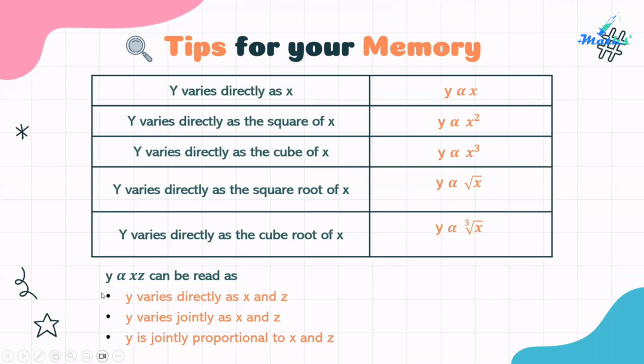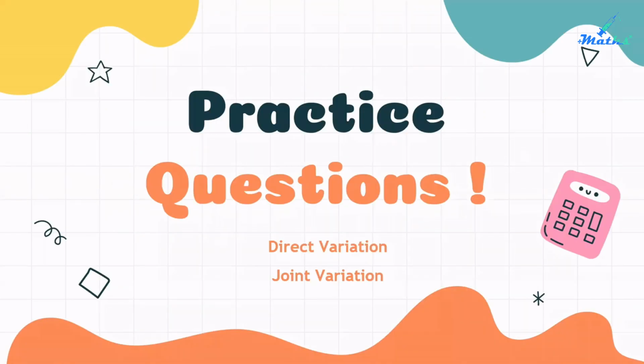For y varies directly as x and z, it can be read as y varies directly as z and x, and also y varies jointly as x and z. Also, y is jointly proportional to x and z. Okay, after some explanation, we go to our practice questions, which include direct variation and joint variation.